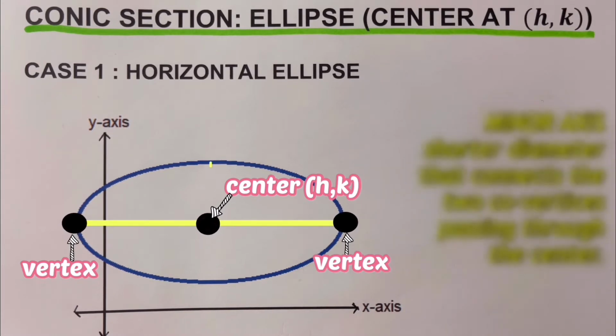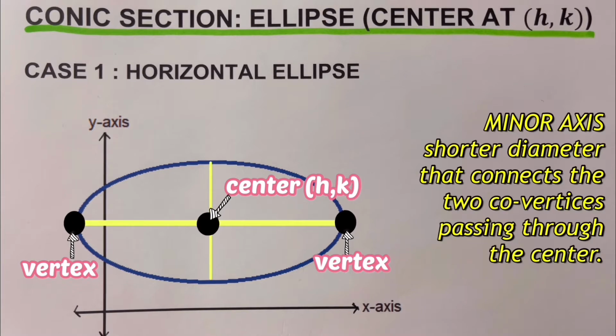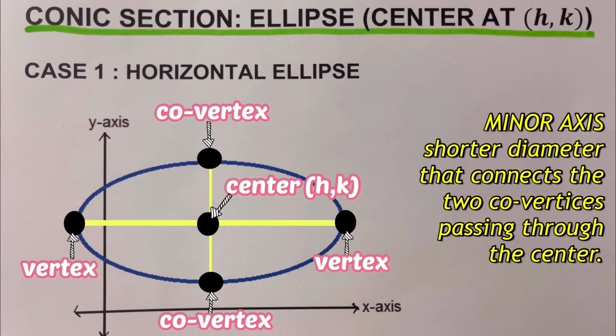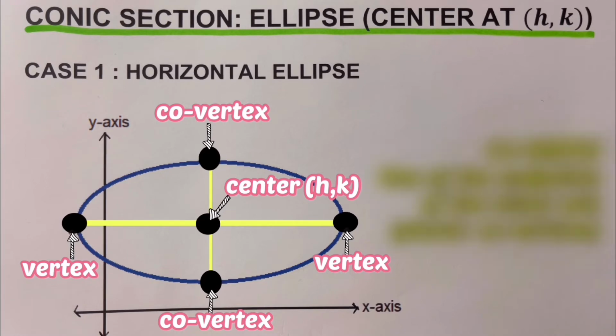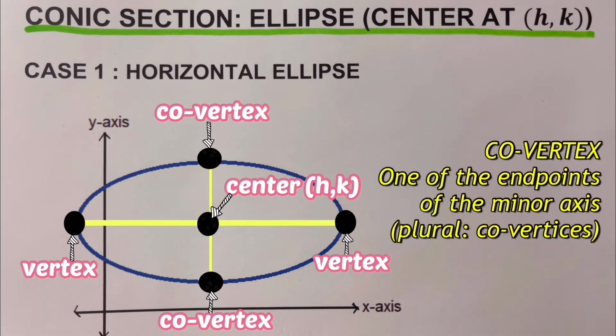Another part is the minor axis. The minor axis is a line segment that connects the two co-vertices passing through the center. So the endpoints of the minor axis is a co-vertex, and there's going to be two of them. We call them as the co-vertices. So by definition, a co-vertex is the endpoint of the minor axis. And again, there are two of them.